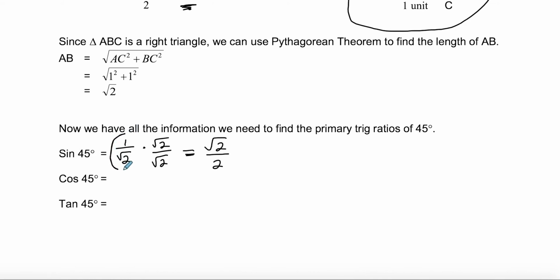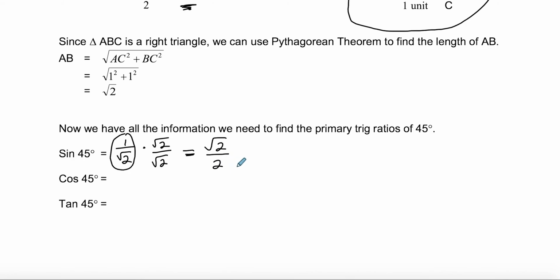So this is how we would actually leave our answer. This one here is not incorrect. It's just not a proper thing to have a radical in the denominator. This is how we fix that. We just multiply by root 2 over root 2. This is our proper answer. So the sine of 45 is root 2 over 2.